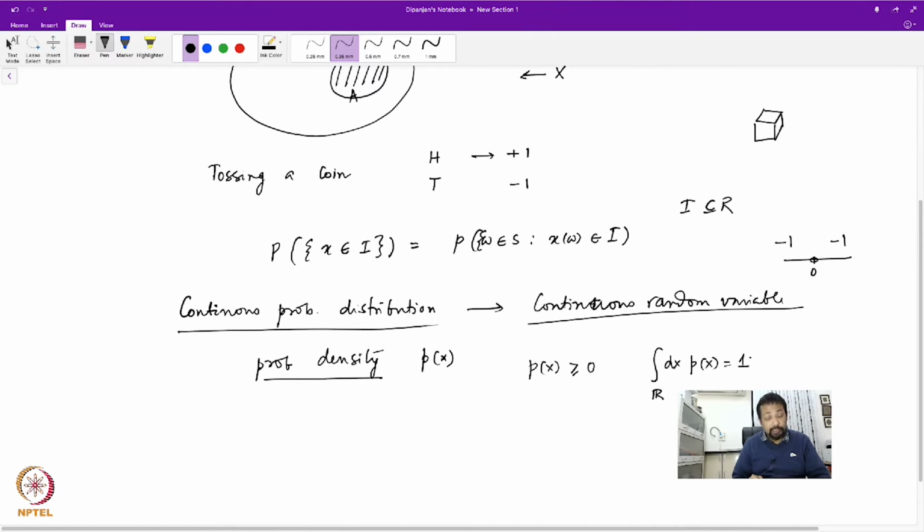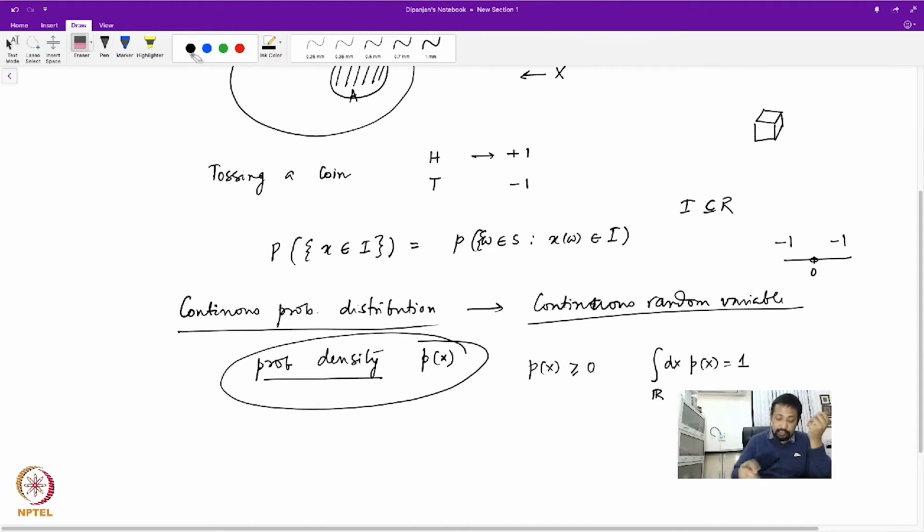This is the normalization condition, and since it's a density, density is always a quantity divided by something, per unit. So if you recall density, real density of a fluid is mass per unit volume. So here also it's a probability density, therefore it means it's probability per unit quantity. So since this is probability, let us write it down in a slightly different way.